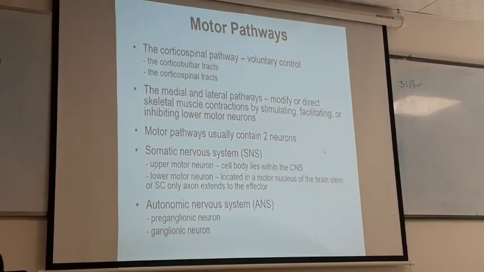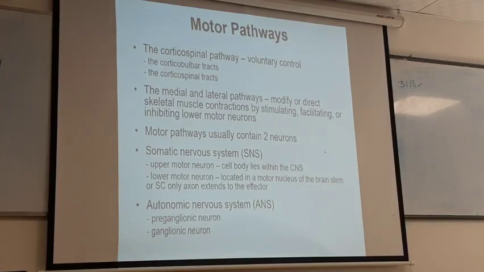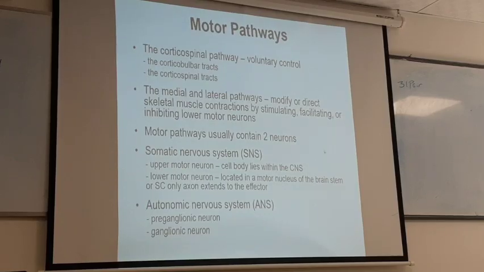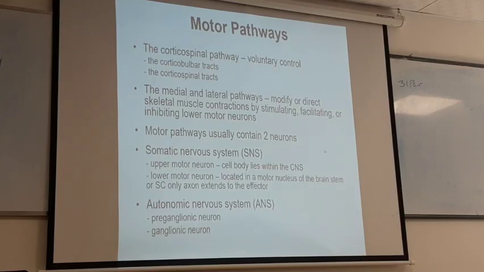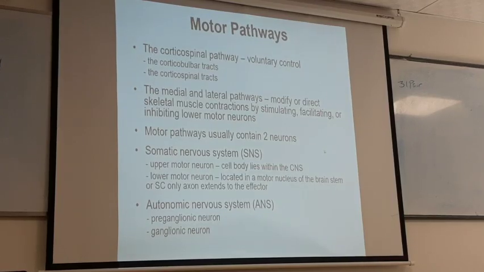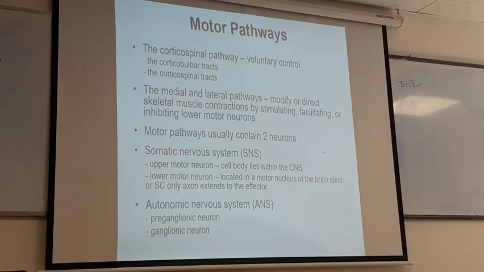Motor pathway, corticospinal pathway. We have two pathways: corticobulbar, from the brain to the brainstem, and corticospinal. This one is for movement.